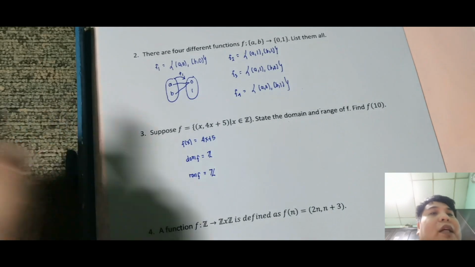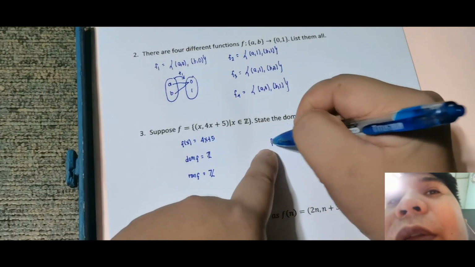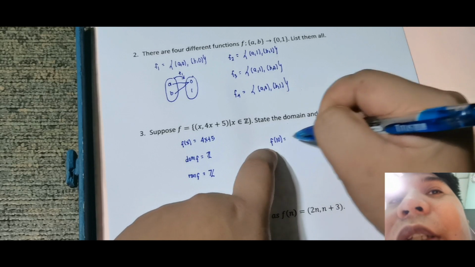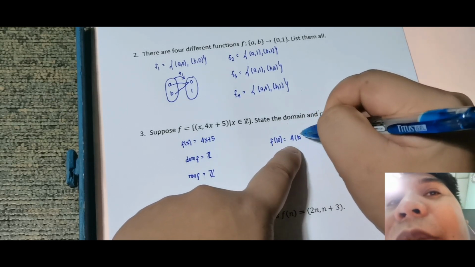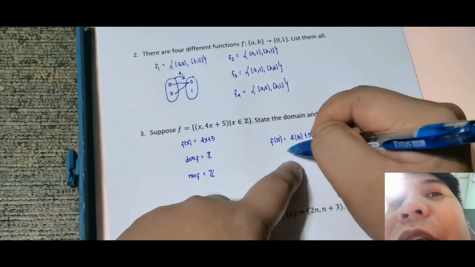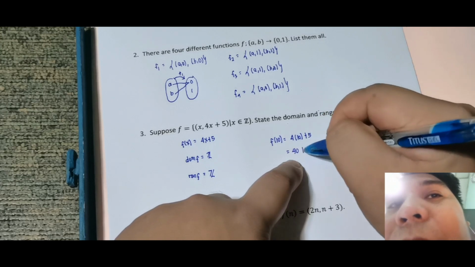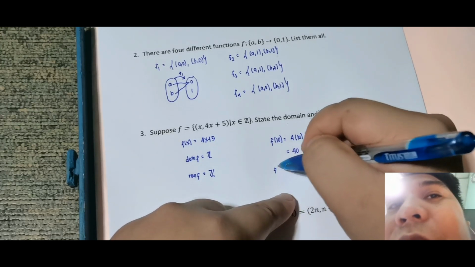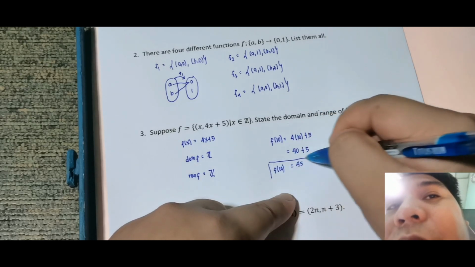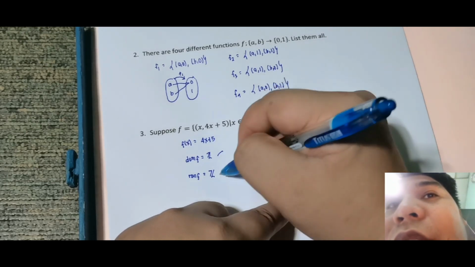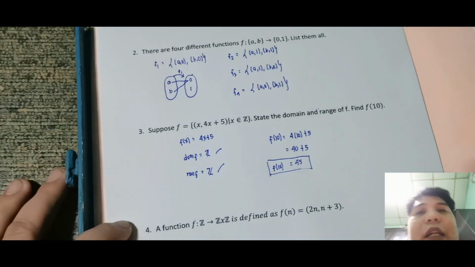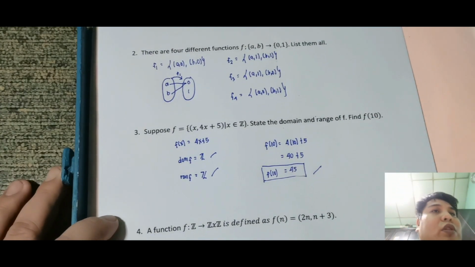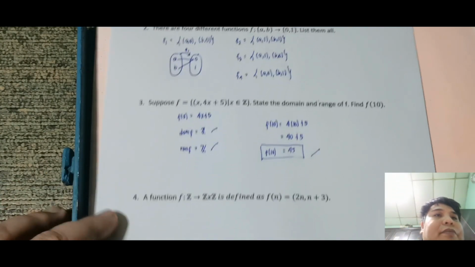Okay, ngayon, hanapin natin si f of 10. So, f of 10 is just equal sa 4 times 10 plus 5, which is equal sa 40 plus 5, which is equal sa 45. So, ito yung ating f of 10. Okay, ito yung mga sagot. Okay, then ito. So, ganun siya kasimple sa mga ganyang bagay.